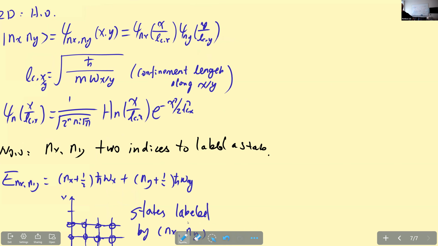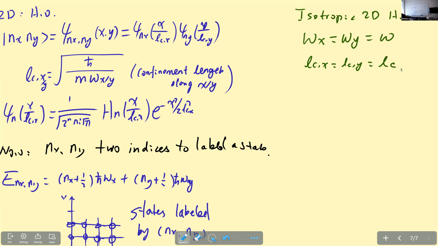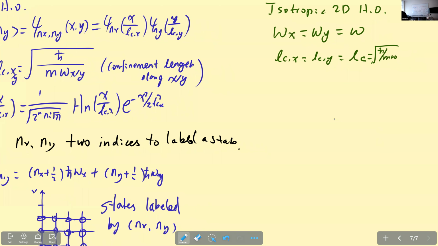And now we consider a special case, that is the isotropic 2D harmonic oscillator. So in this case, omega_x equals omega_y. Let's call this omega. Okay. And of course, the length scale will be the same, right? Right, so this is the special case we are interested in now.